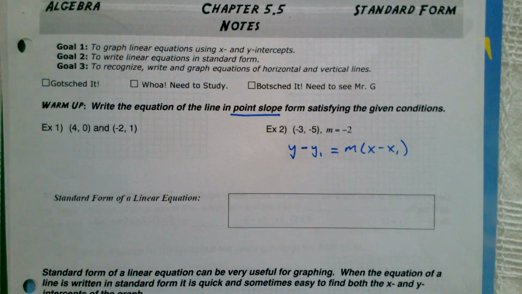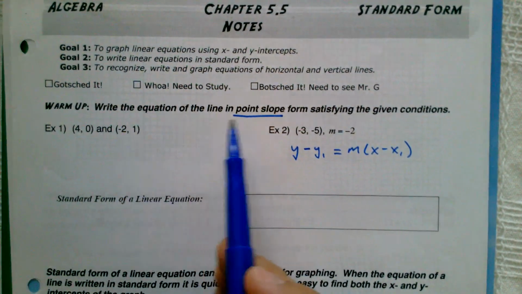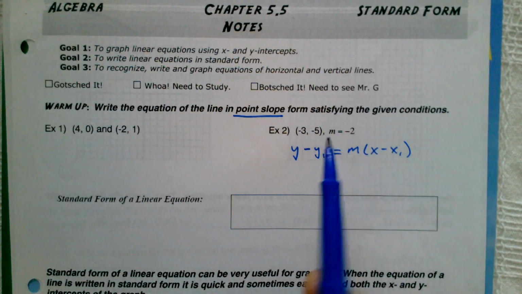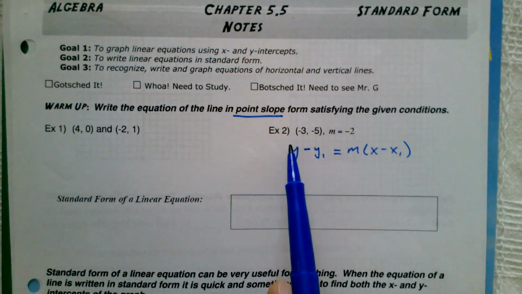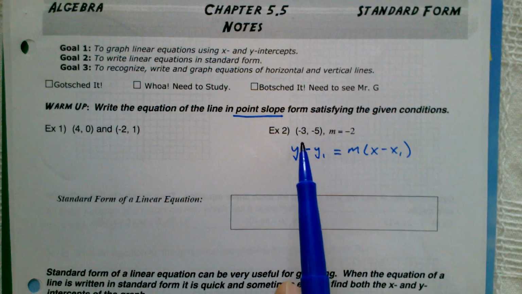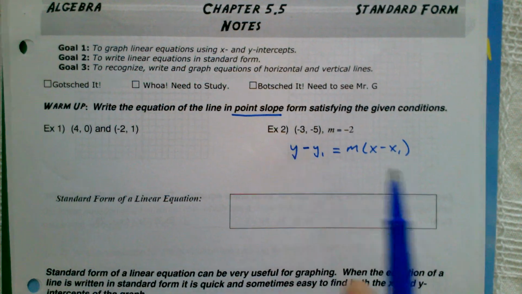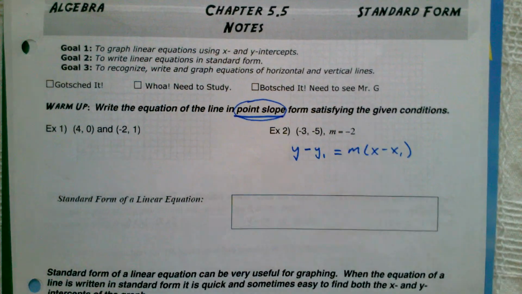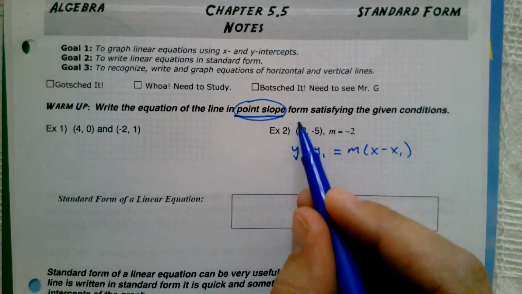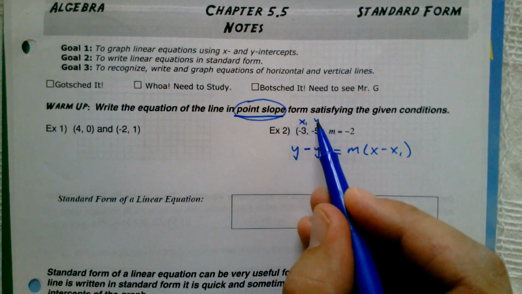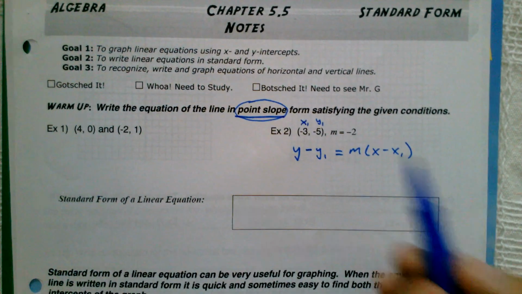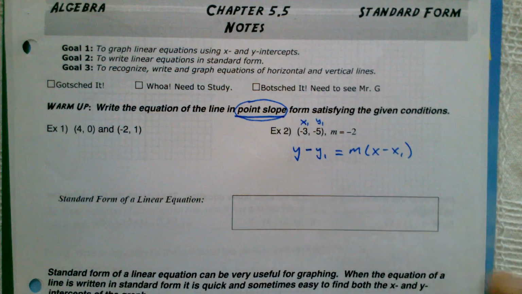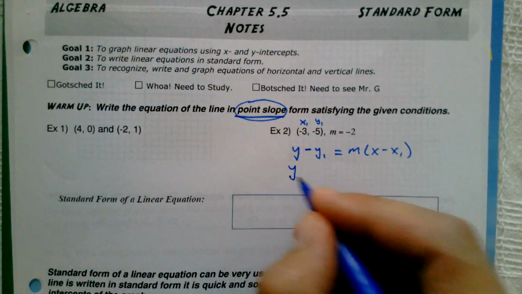If you take a look at the warm-up, we're going to write the equation of a line in point slope form, satisfying these given conditions. We're actually going to start with number 2 because I think this is the easier of the two. If I'm putting in point slope, I need two things. I need a point, which we have, -3, -5, that's x1, y1, and I got my slope, which is -2. Now all we're going to do is just plug it in.